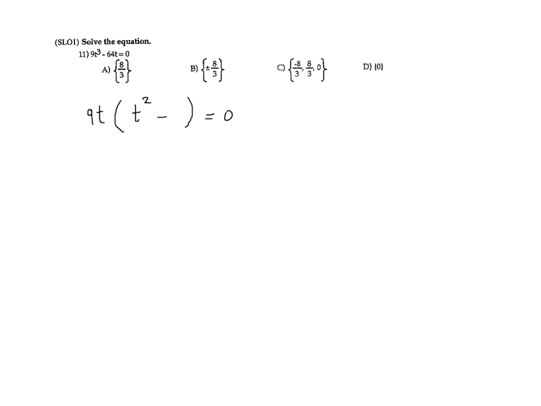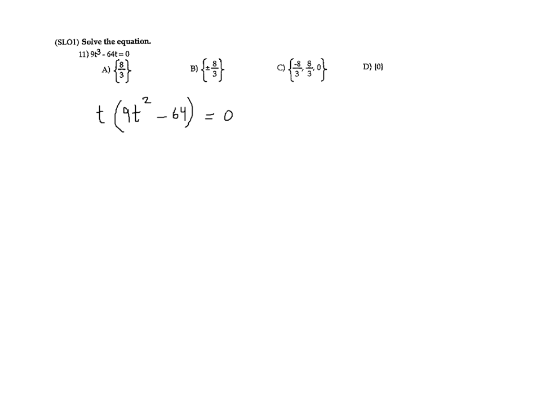So 9 is not in common between those terms, then, right? Everybody agree with that? 9 is not common. So we're going to take that out. So we only have t in common, right? Very good. So here we have 9t squared minus 64. That's how you factor.